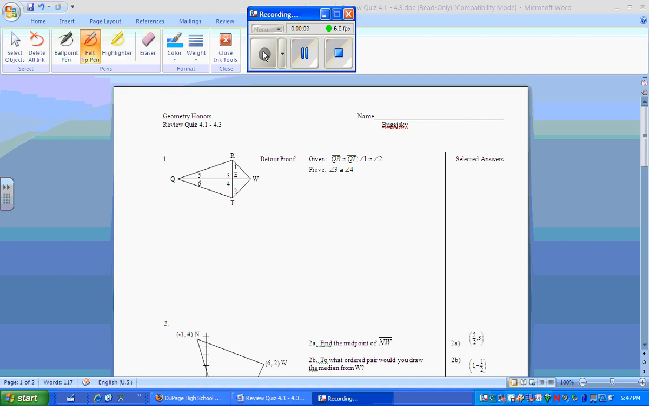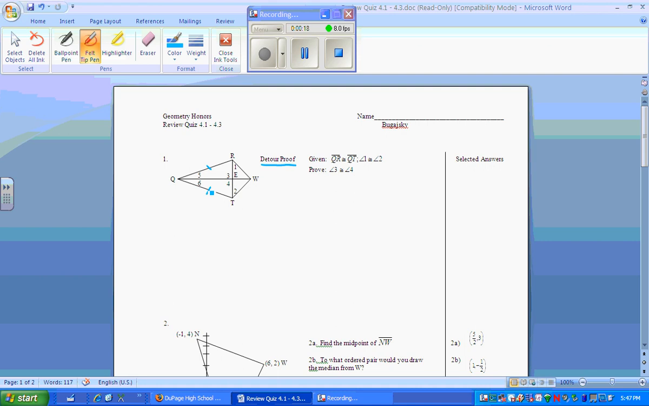Review lesson 4.1 to 4.3 in this video. Let's begin. Number 1 is a detour proof. Detour proof meaning you prove one set of triangles to prove a second set of triangles. So let's mark our picture.